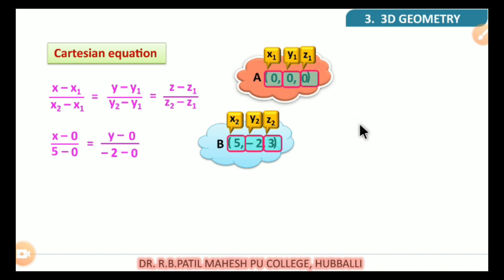It is also equal to z minus z1, which is again 0, divided by z2, which is 3, therefore 3 minus 0. After simplifying, we have x by 5 is equal to y by minus 2, which is also equal to z by 3. So this is the required Cartesian equation of a line passing through these 2 points.